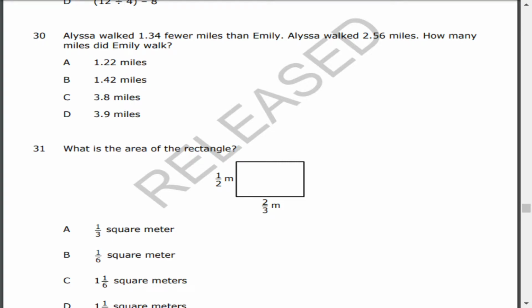Number 30. Alyssa walked 1.34 fewer miles than Emily. Alyssa walked 2.56 miles. How many miles did Emily walk? This is a little bit of a tricky one. So it says, let's see if we can figure this out.